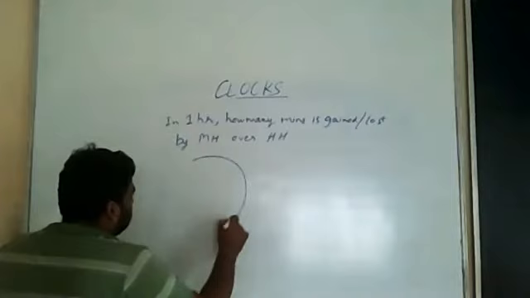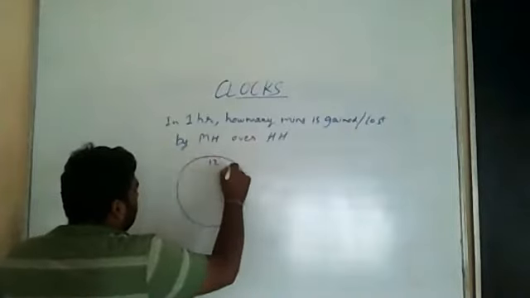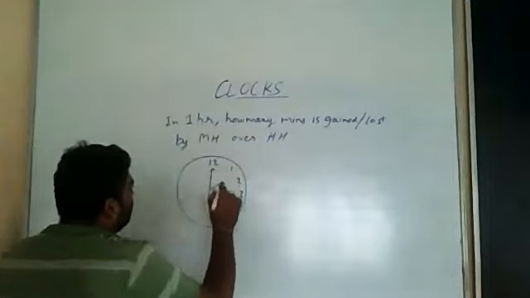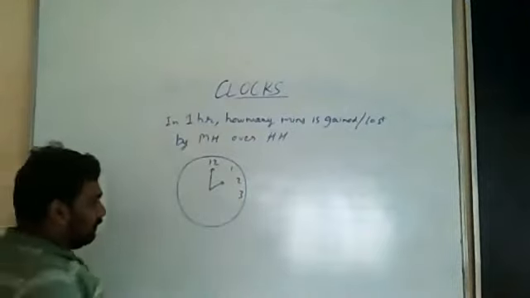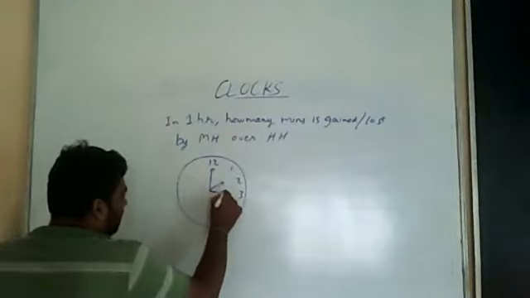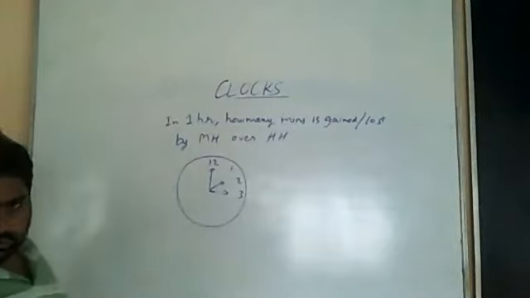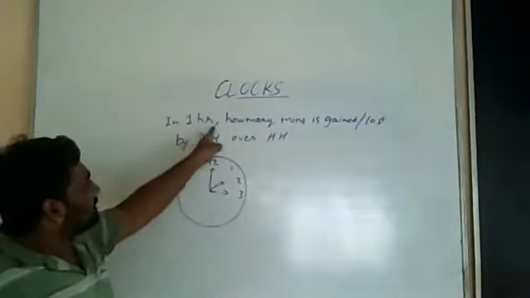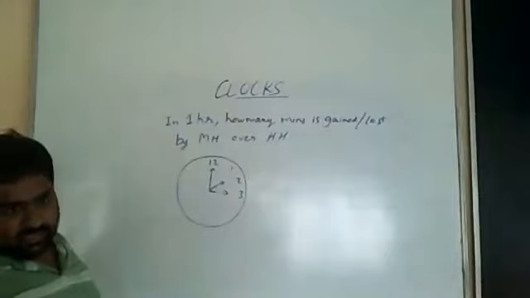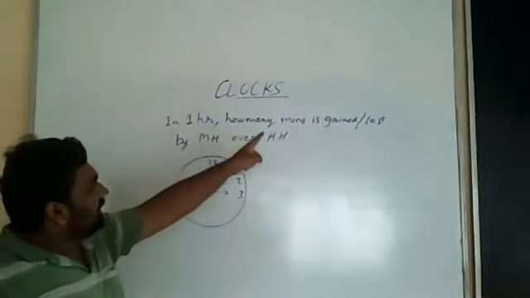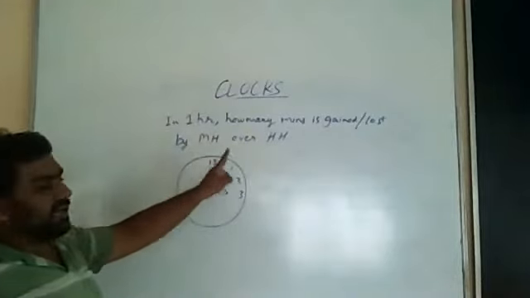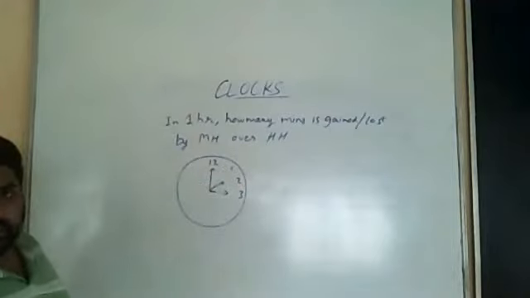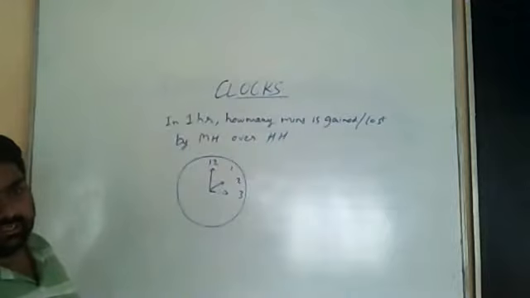Just imagine, this is a clock. This is 12, 1, 2, 3. Right now it is 3. 1 hour ago it was 2. Which means from 2 o'clock till 3 o'clock, 1 hour has passed. In the same 1 hour, how many minutes was gained or lost by the minute hand over the hour hand? Which is faster, hour hand or minute hand? Minute hand is faster. So it will obviously gain, right?